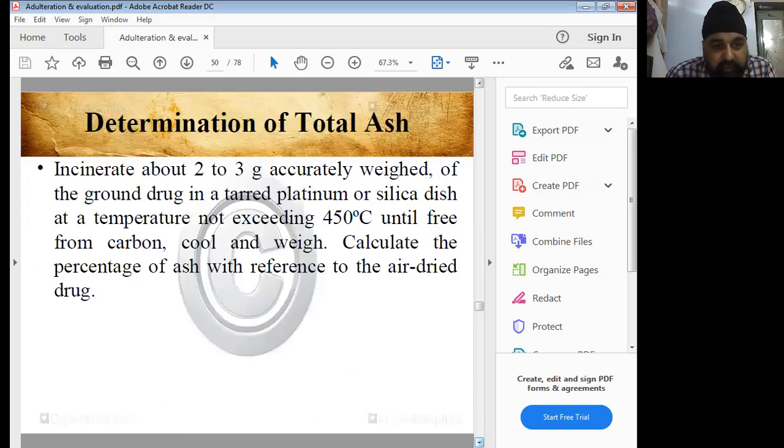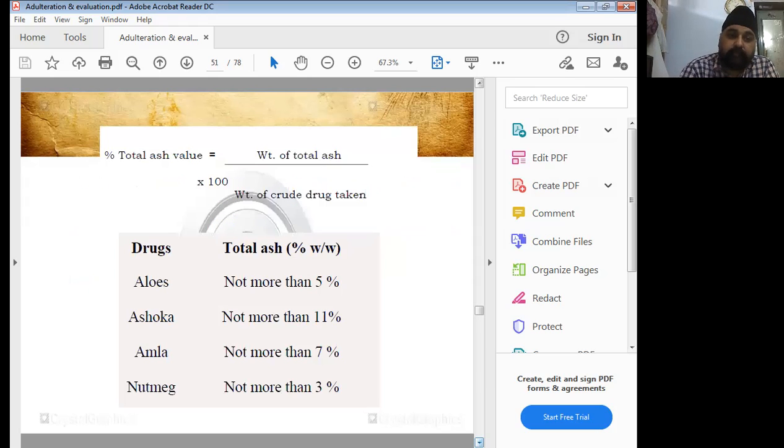So to determine total ash, we incinerate 2 to 3 grams of accurately weighed substance in a platinum or silica dish at a temperature not exceeding 450 degrees centigrade until no carbon dioxide gas evolves. Then it is cooled and weighed. The percentage of ash with reference to air dried drug is calculated: weight of total ash divided by weight of crude drug, multiplied by 100, gives the total ash value. For Lows, it should not be more than 5%. For Shokta, it should not be more than 11%. If it is deviating, then there is some issue.